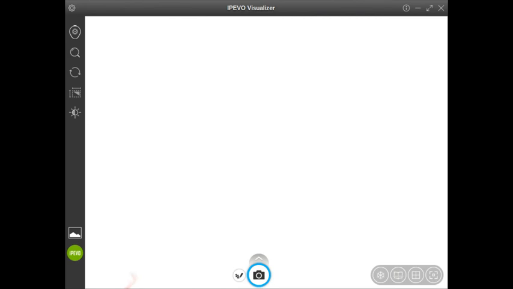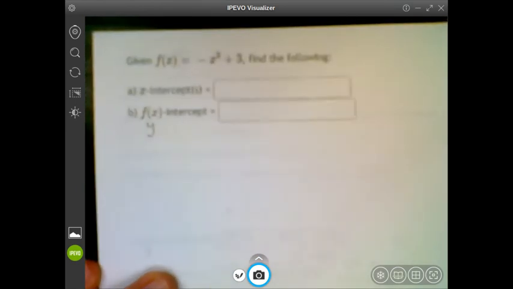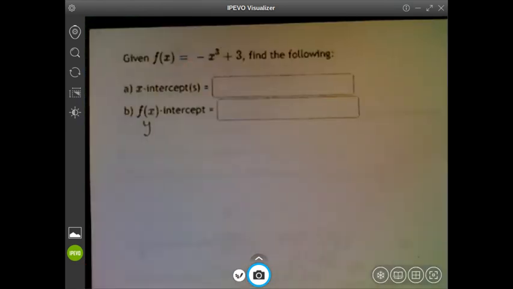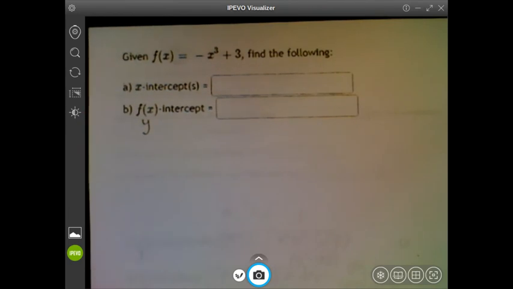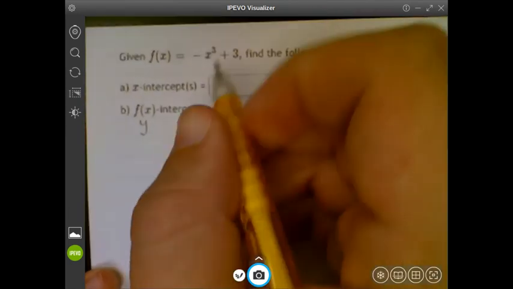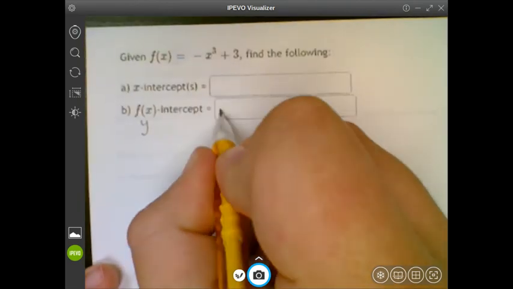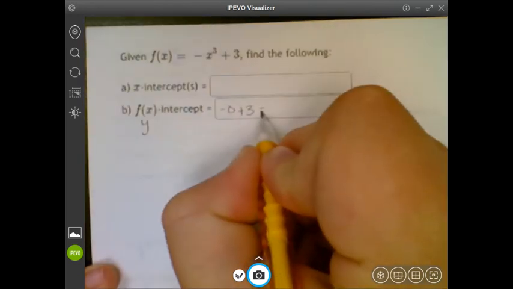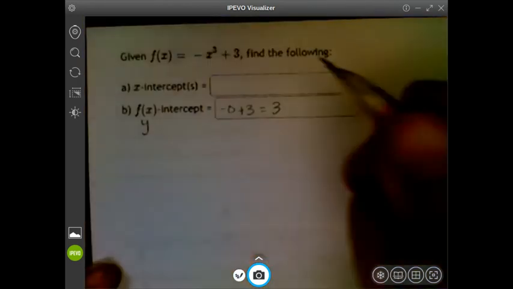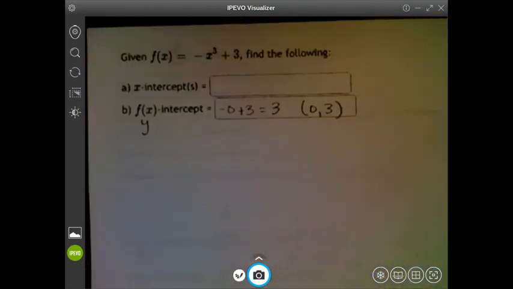Next one, find the x-intercepts and the y-intercept. It says f of x-intercept. By the way, the f of x-intercept, that is just your y-intercept, right? And this one's in reverse, so don't be fooled. The other two, they were reversed on our paper. So if you want to find the y-intercept first, that's fine. Plug in 0. This would be 0 cubed, which is 0. So that'd be what? Negative 0, which is just 0. Plus 3. So it crosses the y-axis at 3. So that would be the coordinate point 0, 3.